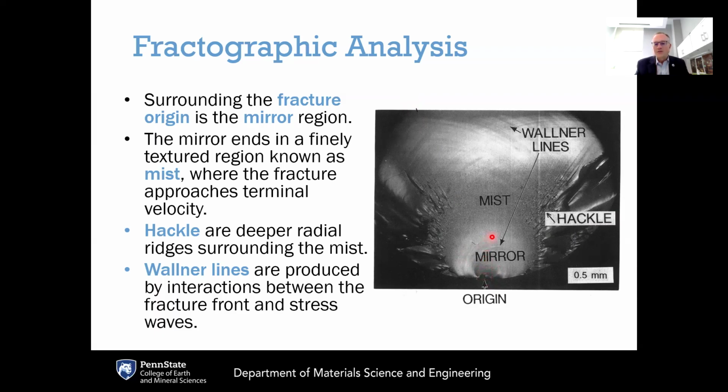This mirror region gives way to a mist region, which has a rougher surface as the crack propagates more rapidly and starts to approach its terminal velocity. The mist region gives way to an even rougher region known as hackle. These are deeper radial ridges that surround the mist region. And then there are also these Wallner lines, which are based on interactions between the fracture front and stress waves, including those waves that reflect off of the outer surfaces of the glass.